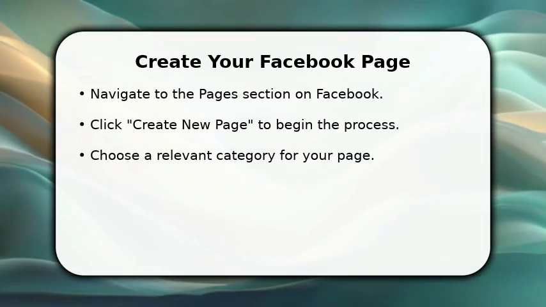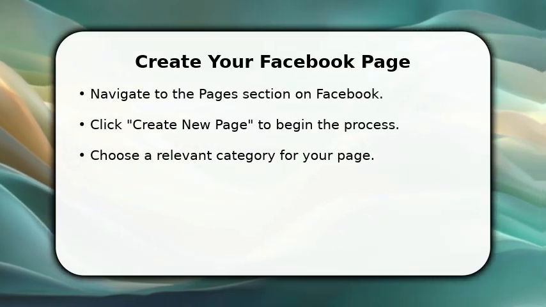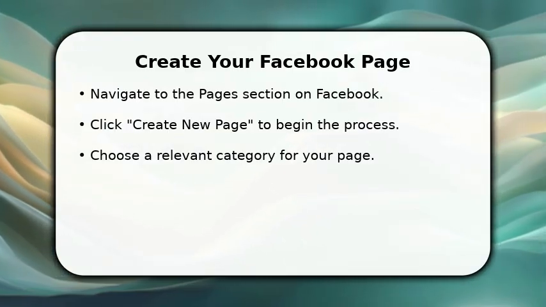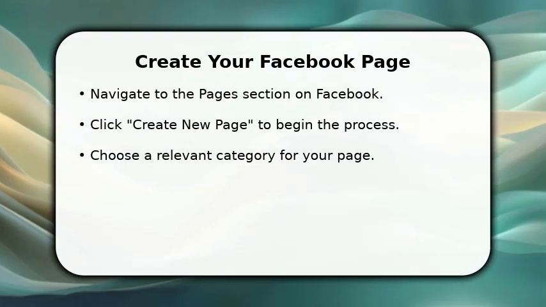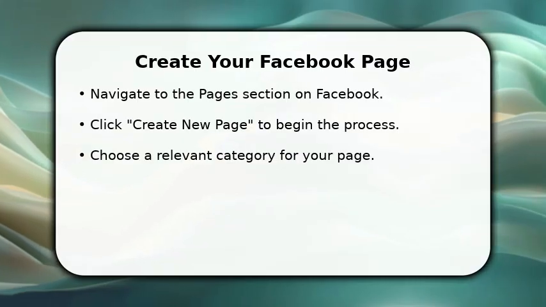In this video, I will explain how to make a public Facebook page. First, open Facebook and look for the Pages option in the left-hand menu. Click on it, then select Create New Page. You'll need to give your page a name that clearly represents your brand or purpose.